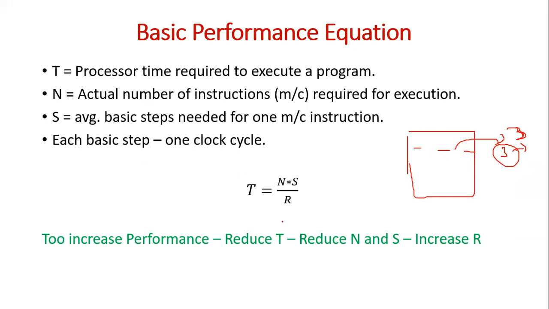Here, to improve the performance, our objective is to reduce T, because T is the processor time. So the time for execution should be reduced. Then we say that the speed is increasing. To execute faster, we should reduce T. If you want to reduce T, then N and S also should be reduced, but R should be increased. So this is our objective: reduce T, so reduce N and S and increase R. So how to do that?